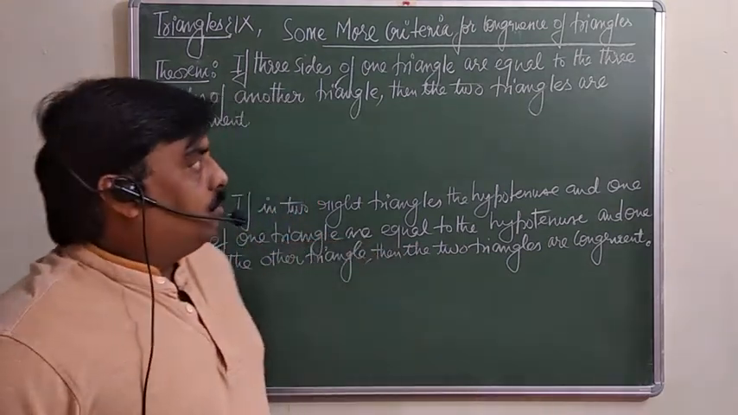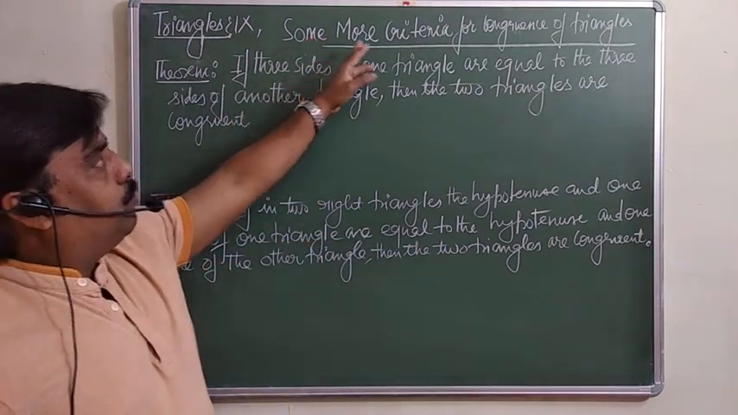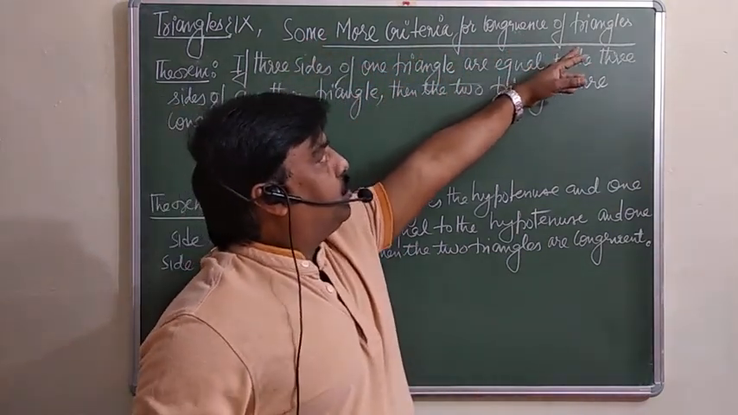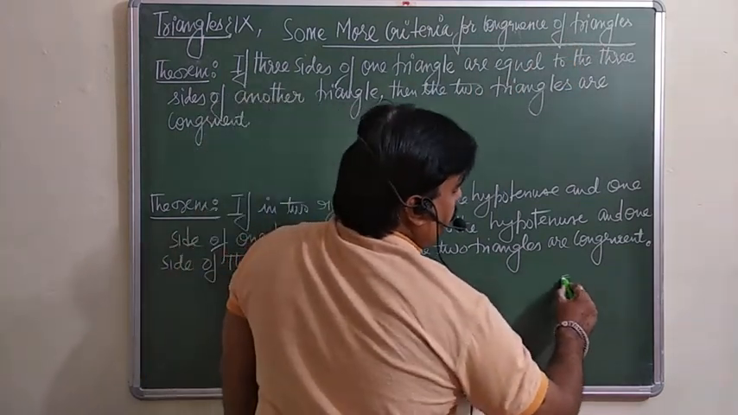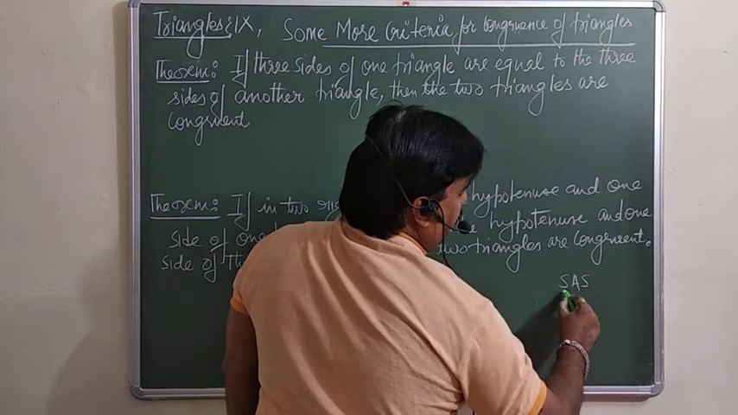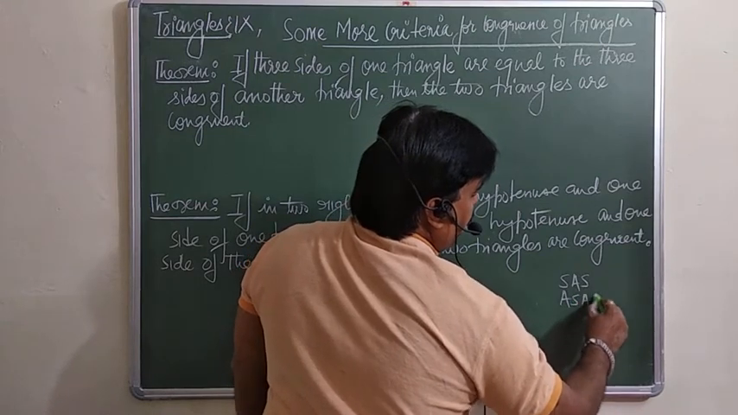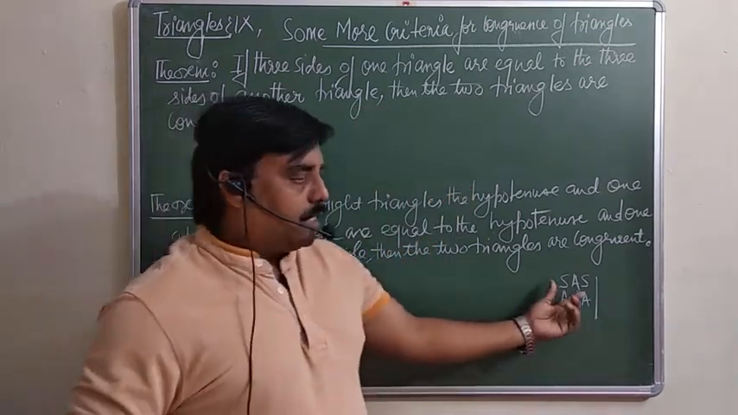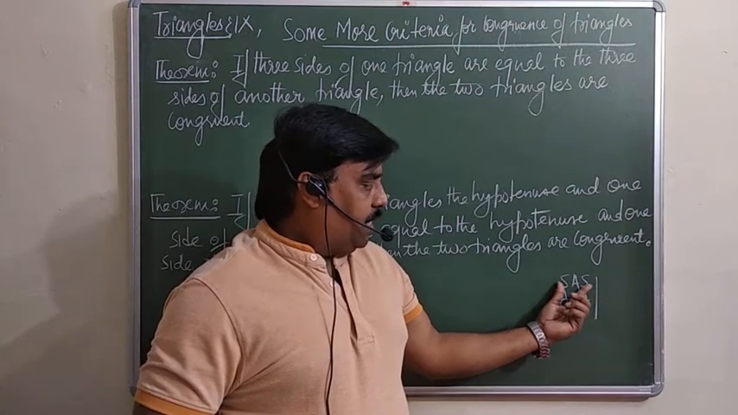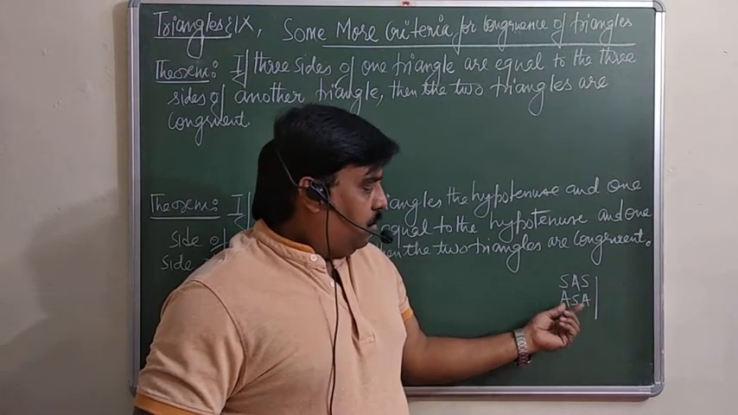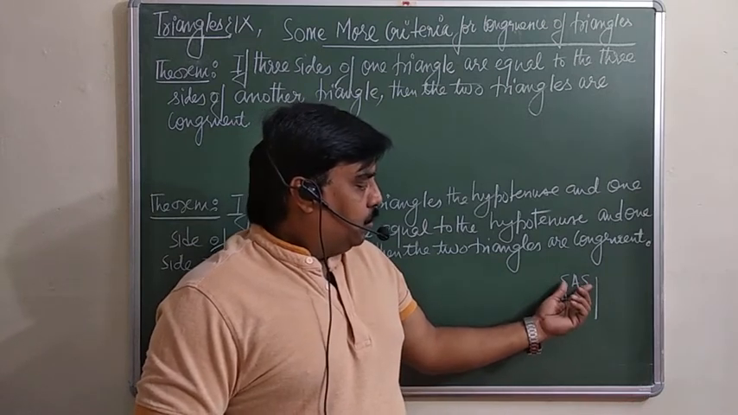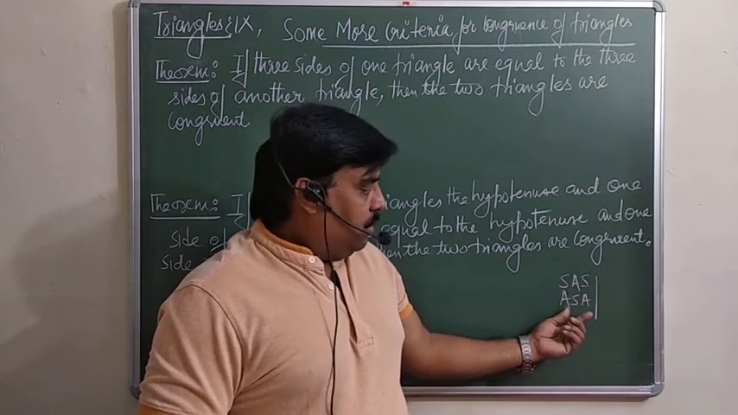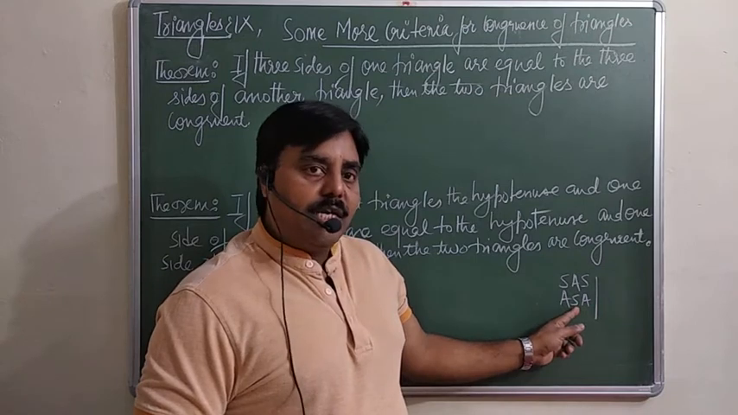Hello everybody. Now we will discuss some more criteria for congruency of triangles. So far we discussed the SAS rule and ASA. That means if you want to make two triangles congruent by taking two sides and the included angle, or two angles and the included side, you can make the triangles congruent.